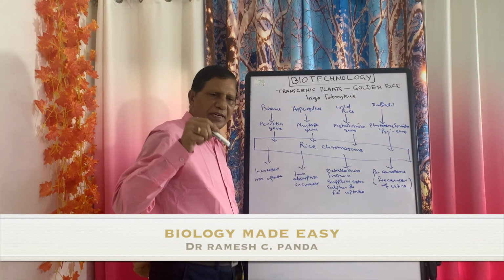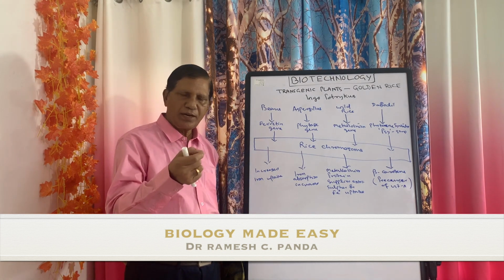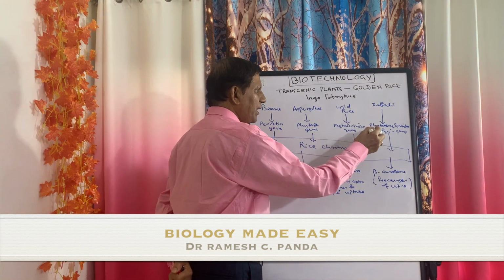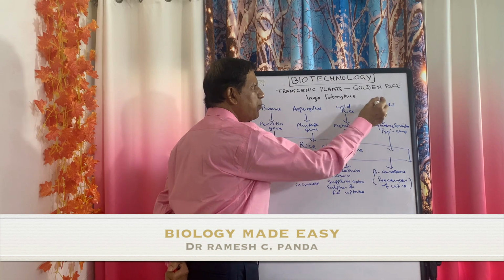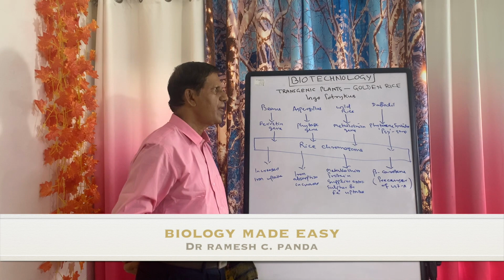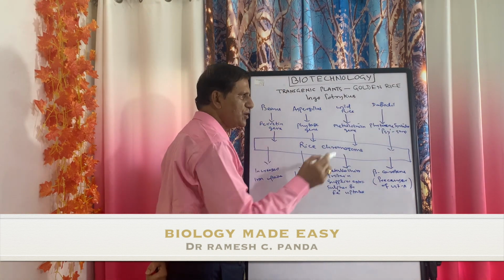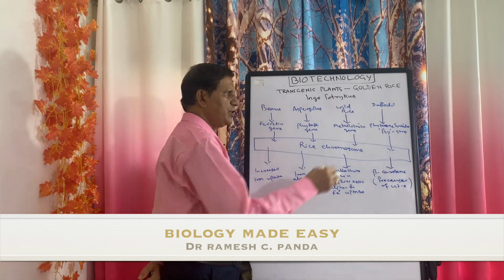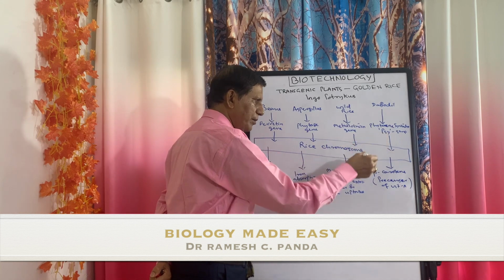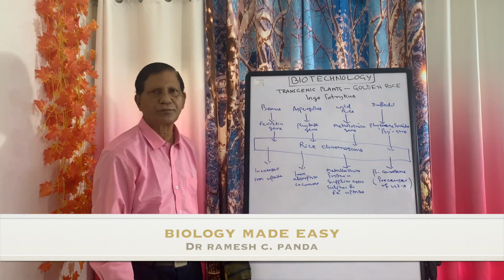For vitamin A, it requires beta-carotene, because beta-carotene is the precursor of vitamin A. So this beta-carotene gene was taken from the daffodil, which is a flowering plant that gives beautiful flowers. From that, the gene known as phytoene synthase, in short the PSY gene, was introduced. And what is the function of this gene? That will produce beta-carotene, which is the precursor of vitamin A.